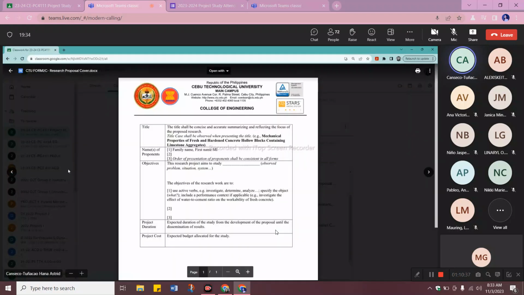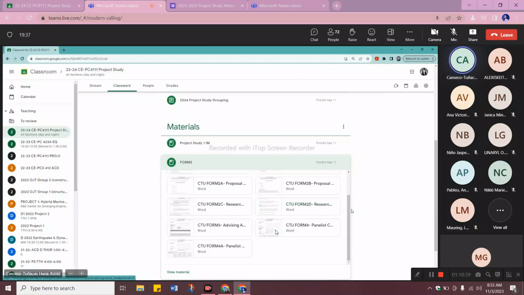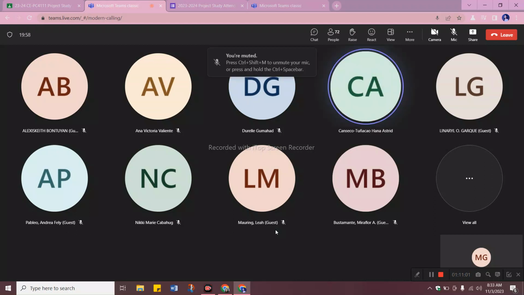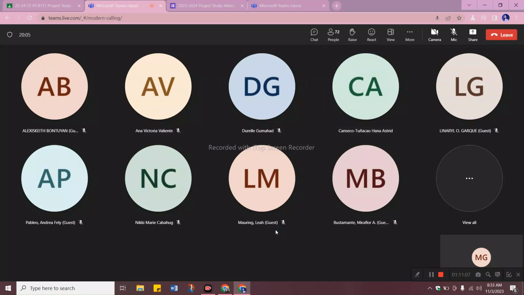Are there questions from the group? We'll discuss Form 2D next week. Are there questions from the group? Sorry, there is another class using this room. Hello, sorry. Are there questions from the group? Hello?